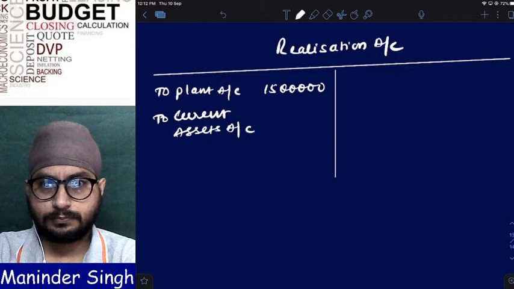Next, to current assets. How much? 5 lakhs. By liabilities. By liabilities, how much? 2 lakhs.